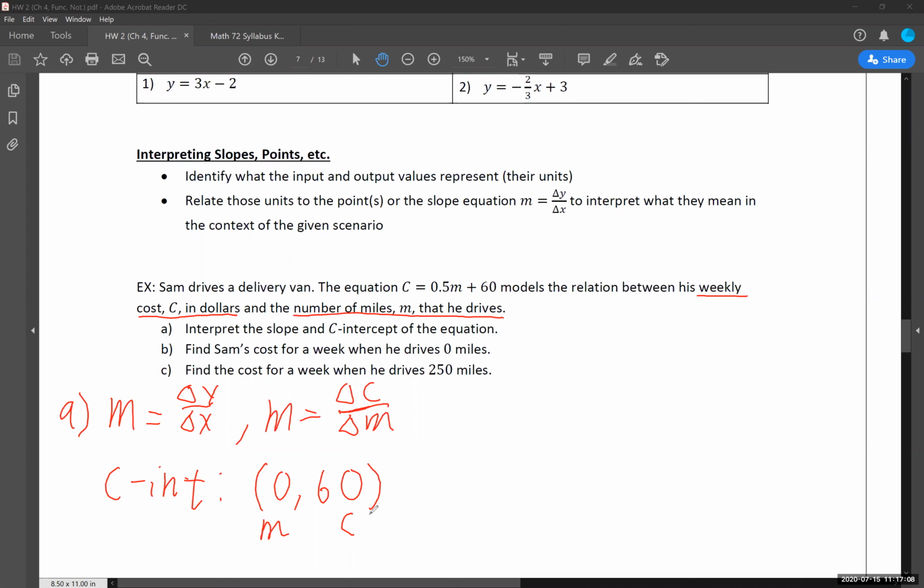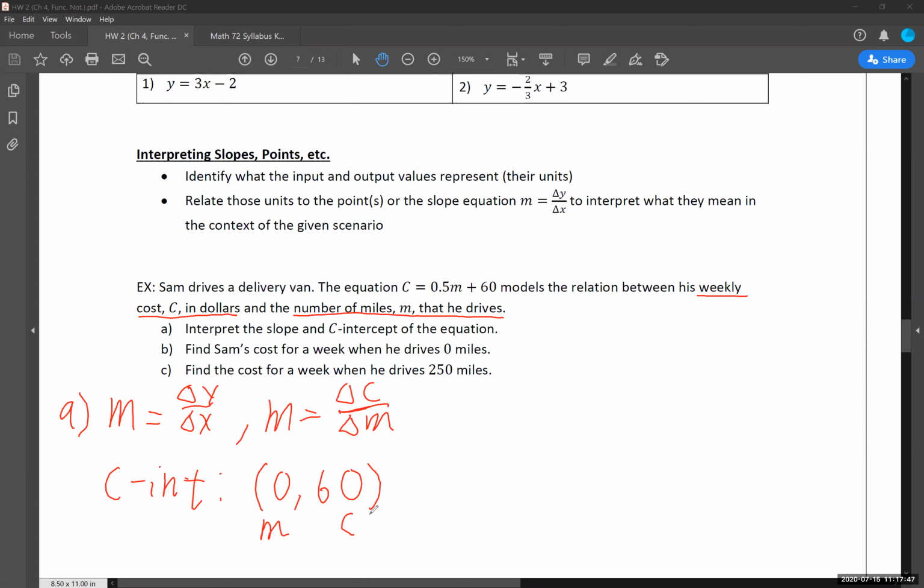We could interpret it as: at no miles driven, the weekly cost is going to be $60. You could also interpret it as: at the start of a week, before Sam has driven anywhere, his initial cost is $60. You could also just say his initial cost per week is $60. So there are 3 ways that you could interpret it. If I was grading this on the test, if I was asking for an interpretation, any of those are completely valid and work no problem. So all those would be perfectly acceptable.